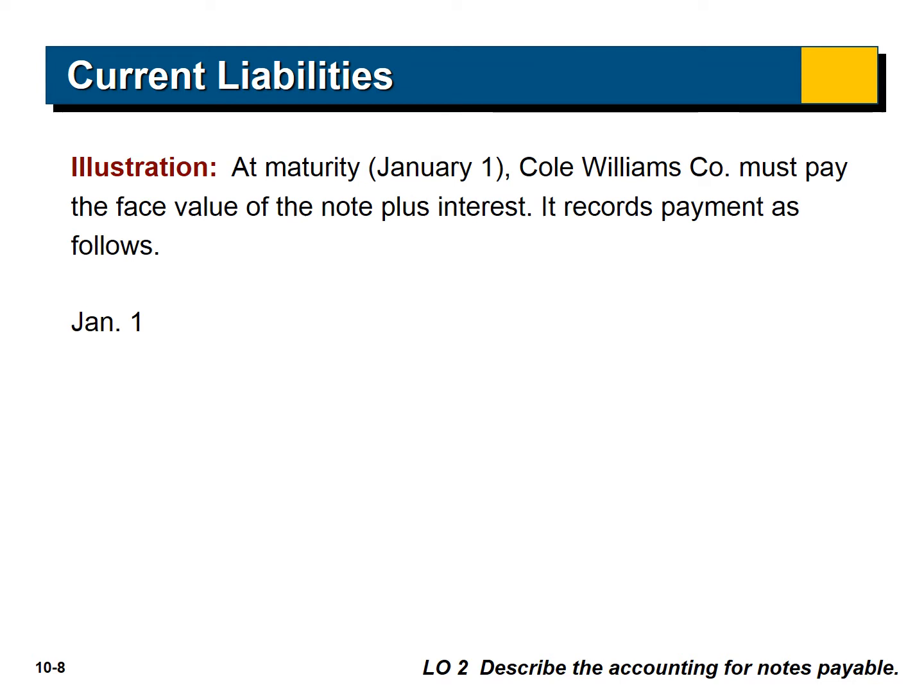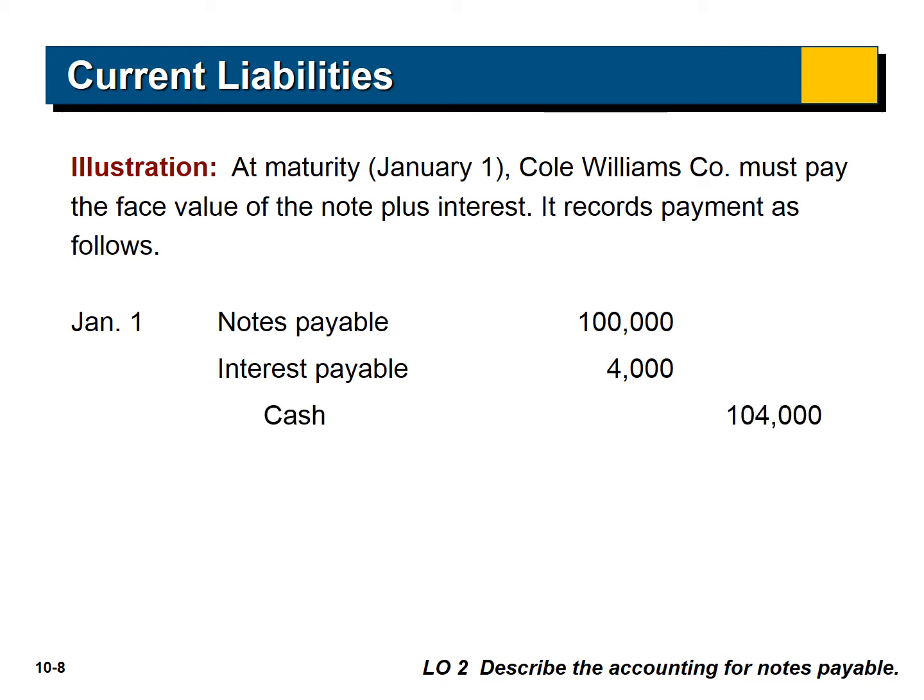Then the next day, which we call the maturity date, January 1, 2015, they must pay the face value of the note including interest. So the face value of the note, which is the amount you borrowed, and the interest that you accrued on December 31st is going to be paid in cash. So those two liabilities are being reduced and your asset cash is being reduced.